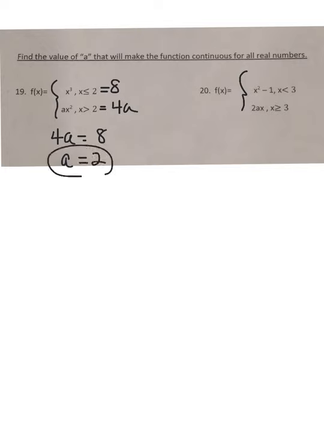Let's do the same thing over here. So I'm going to plug in 3 in the top part of that piecewise function, I get 8. And when I plug it into the bottom part, I get 6a. And again, they're telling me it's continuous. So I'm just going to go ahead and set them equal to each other. So I have a equals 4/3.